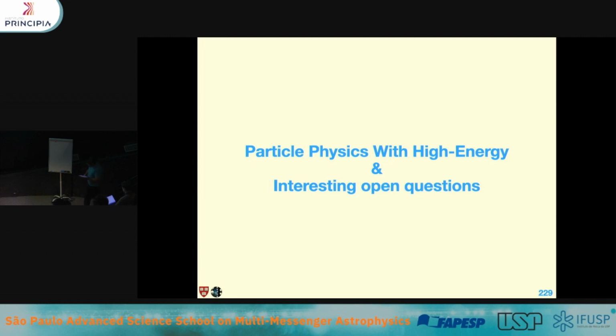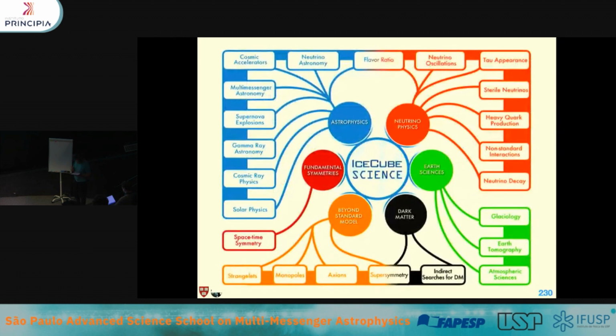So I want to tell you a little of what more can we do here. And I'm going to show you a panoramic vision. So this diagram, it's made for IceCube, but it's true for all neutrino telescopes. Essentially, neutrino telescopes are multipurpose observatories. And we can do astrophysics, and we can do neutrino physics, earth sciences, dark matter, beyond the Standard Model, and searching for fundamental symmetries. And I want to give you a sense of how we accomplish these different things.